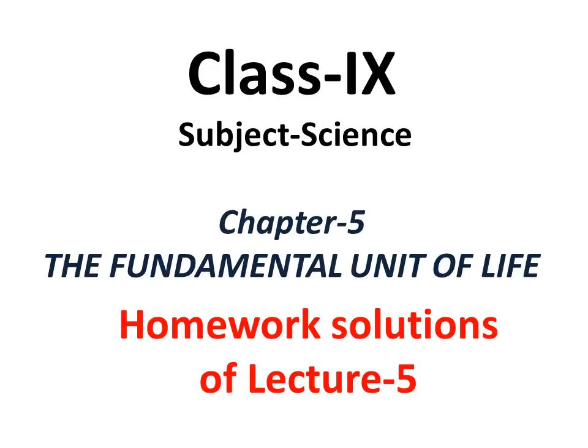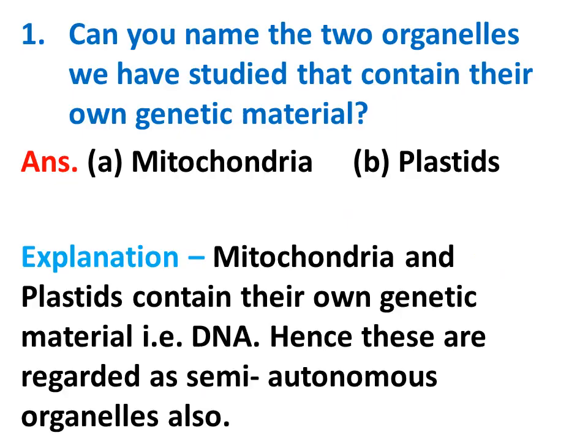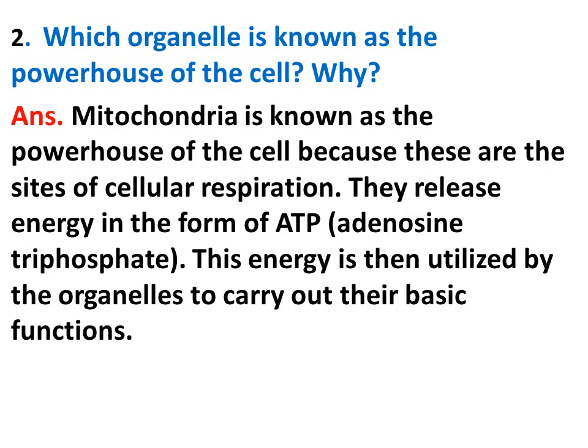Now, I would be discussing the homework solutions of lecture 5, means the answers of the questions which were given in the previous lecture. Can you name the 2 organelles which we have studied that contain their own genetic material? Answer: mitochondria and plastids. Which organelle is known as the powerhouse of the cell and why? Mitochondria. Why? Because these are the sites of cellular respiration. They release energy in the form of ATP, which is used by the organelles to carry out the basic functions.